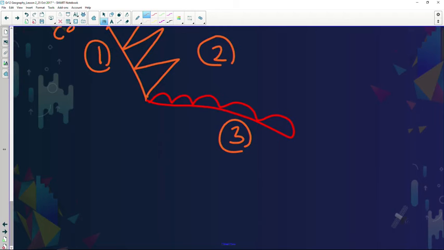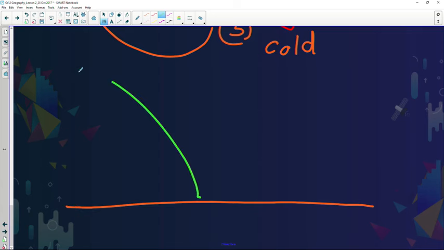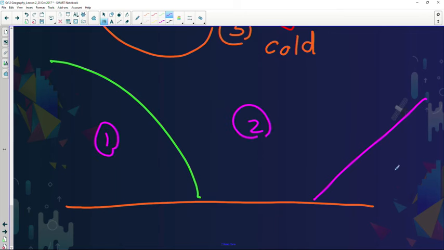Now keep in mind, the cold front is the leading edge of cold air. What's the air going to be like at number 3? Also cold. Now, again, from a cross-section point of view, there's the cold front, there's the warm front. 1, 2, and 3.